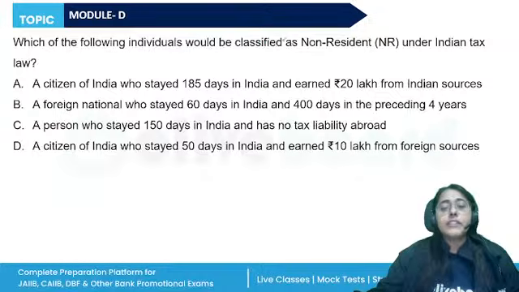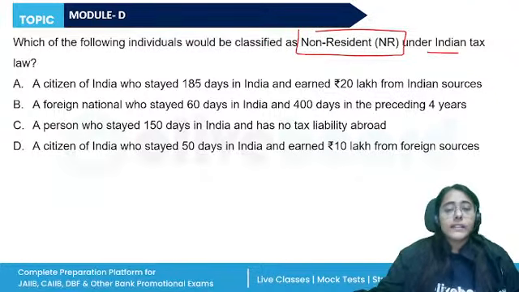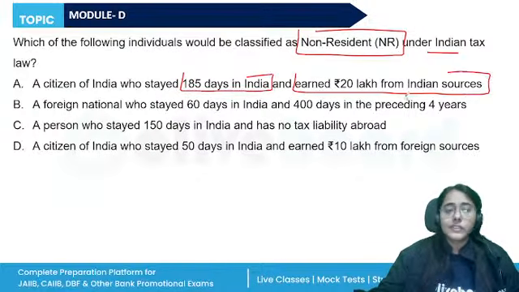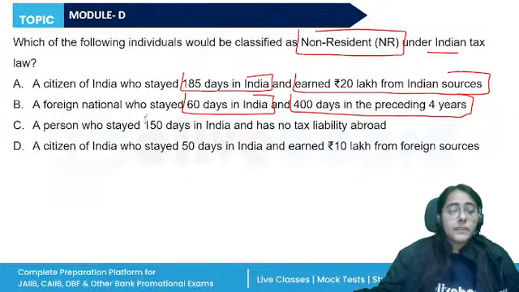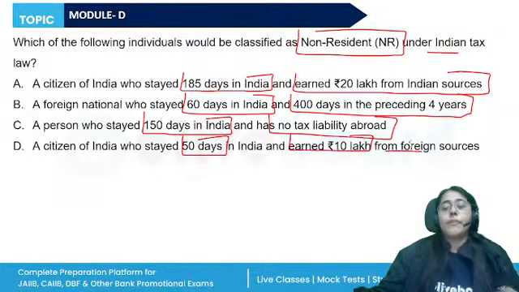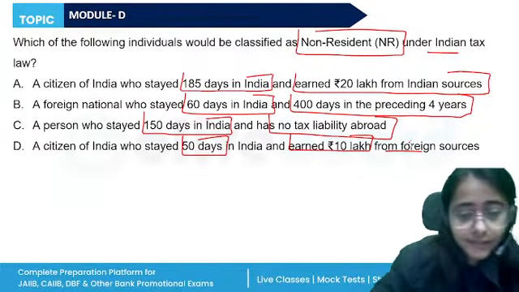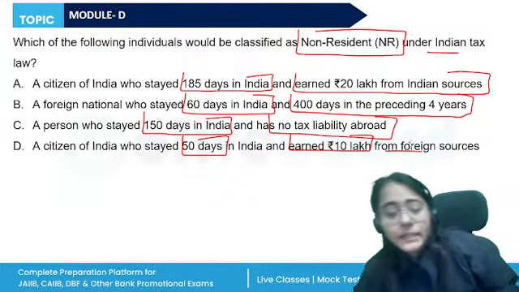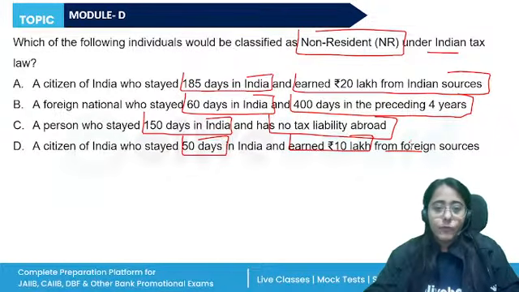Which of the following individuals would be classified as non-resident under the Indian law? A citizen who has stayed 185 days in India and has earned 20 lakh rupees from Indian sources. A foreign national who stayed 60 days in India and 400 days in the preceding 4 years. A person who stayed 150 days in India and has no tax liability abroad. A citizen who stayed 50 days in India and earned 10 lakh rupees from the foreign sources. So, what will be the correct answer here?